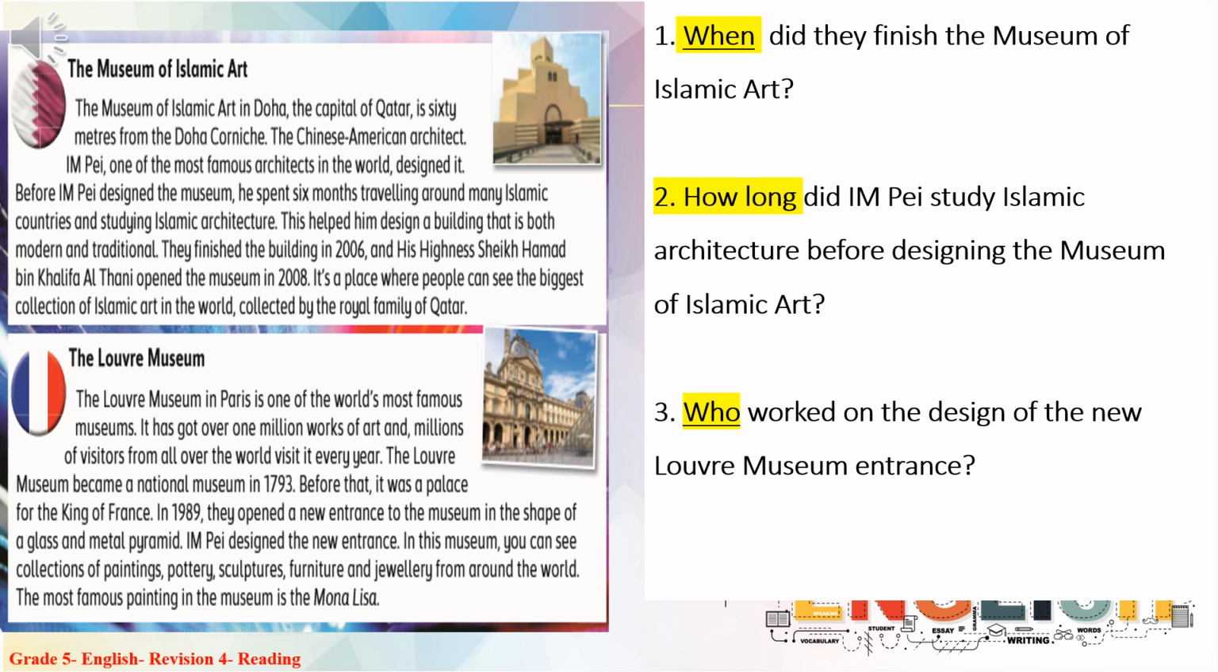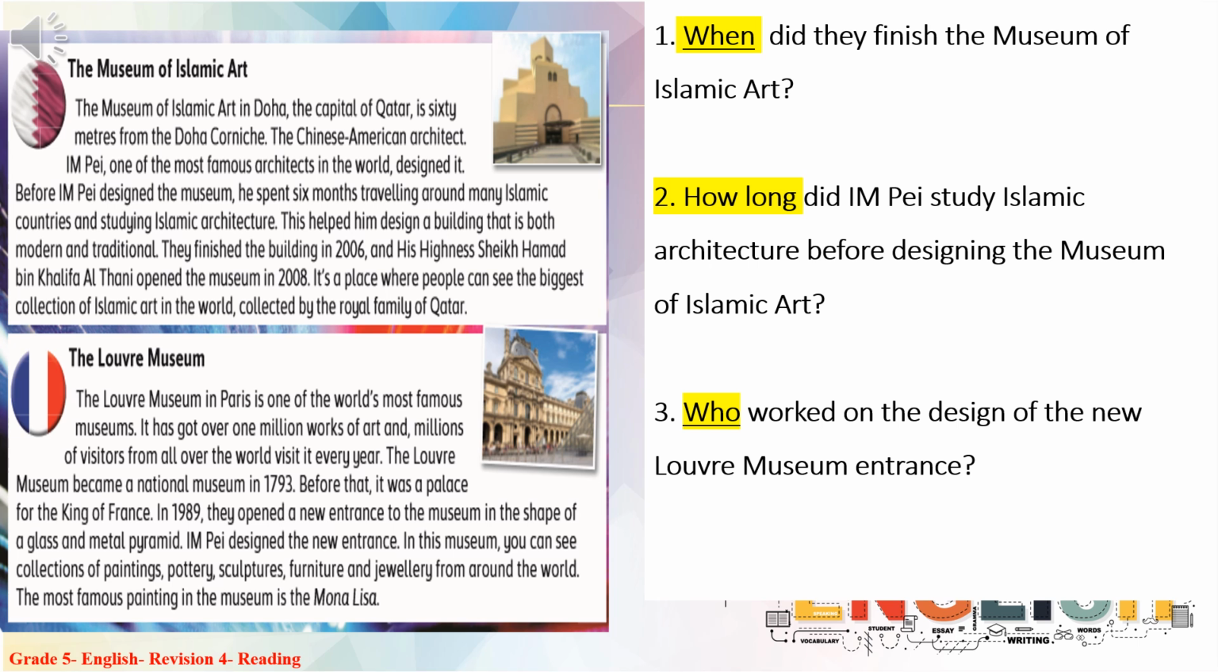The Louvre Museum became a national museum in 1793. Before that, it was a palace for the King of France. In 1989, they opened a new entrance to the museum in the shape of a glass and metal pyramid. I.M. designed the new entrance.